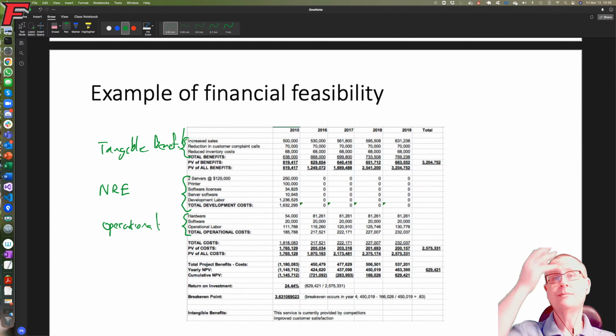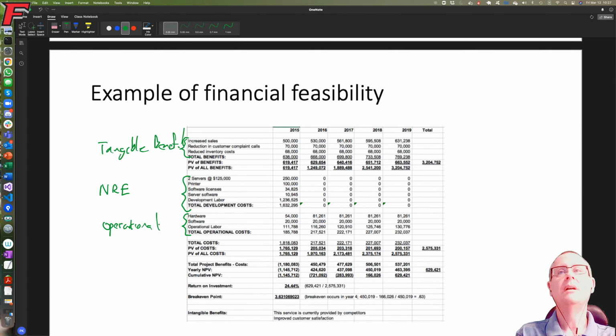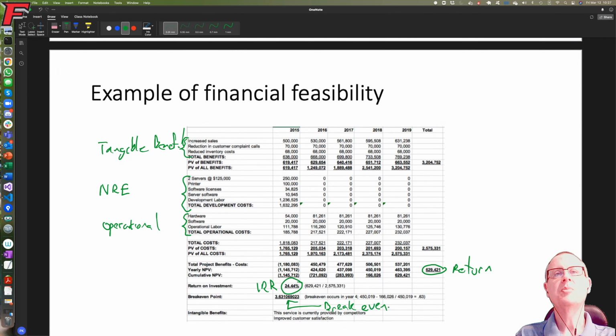And then there's operational costs. Okay. And then here's the return on investment. Here's the internal rate of return. And here's the break-even point. And I can share this spreadsheet with you once we get a bit further along. We might have an exercise in class to get it done for each project.